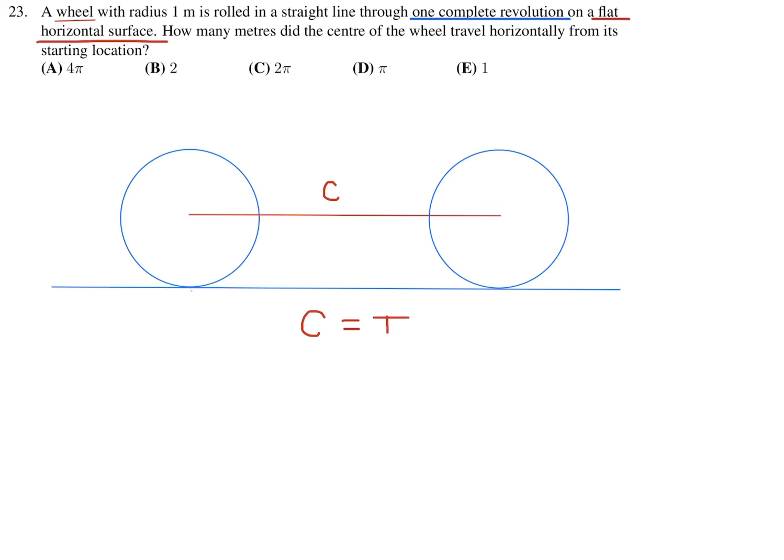Well, we know that the circumference is equal to pi times diameter. Diameter is 2 times the radius. And the radius they give you is 1. So there you go, 2 pi. And that's it for number 23. They gave you a little bit of a break on number 23. So the answer is C.